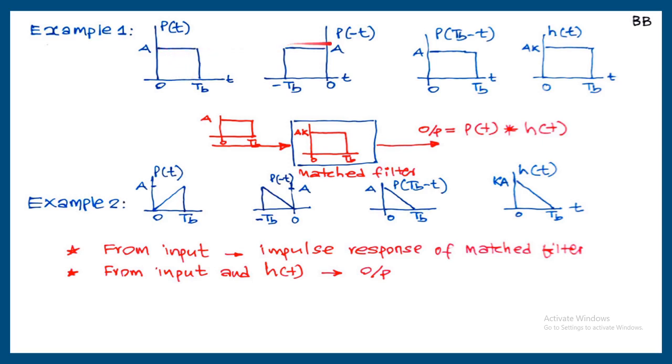Step number 1 is take p of minus t. So that's a mirror image of this, it will be from minus tb to 0, amplitude a. Then this signal should be shifted to right side by tb second, that is p of tb minus t. Then that is going to be multiplied by the gain of the filter, that is k. So the height is going to be changed, the shape remains same. So a k from 0 to tb and is equal to 0 elsewhere. This is the impulse response of the matched filter for this signal.